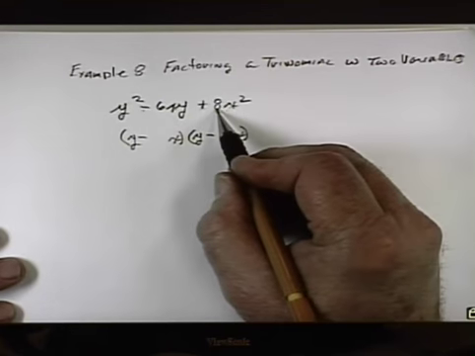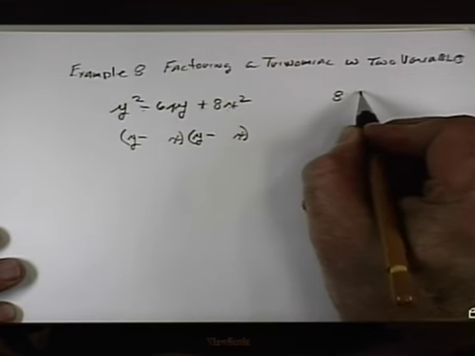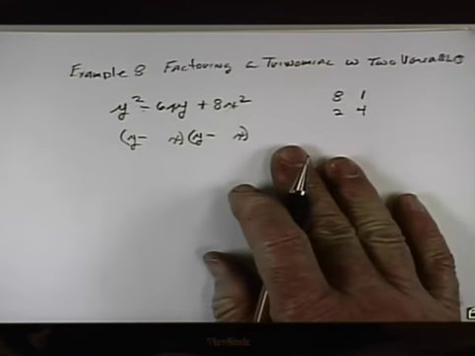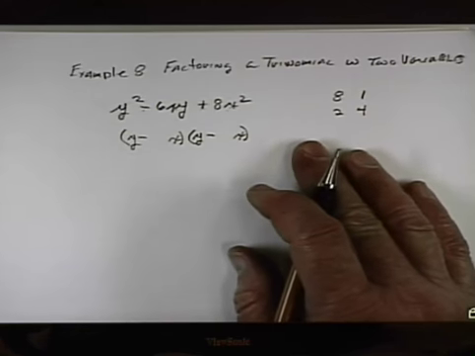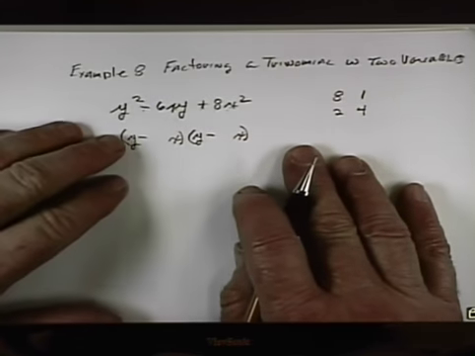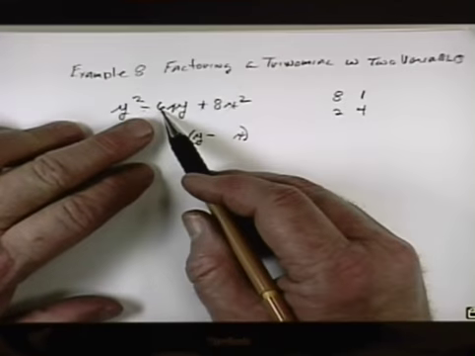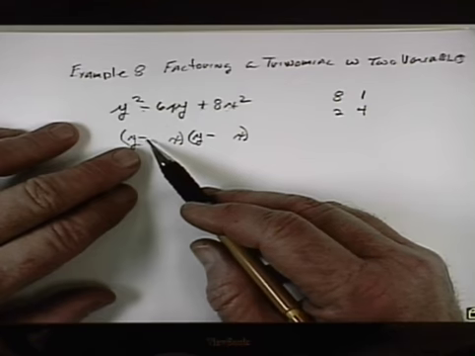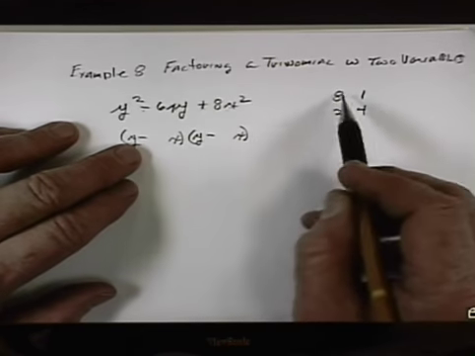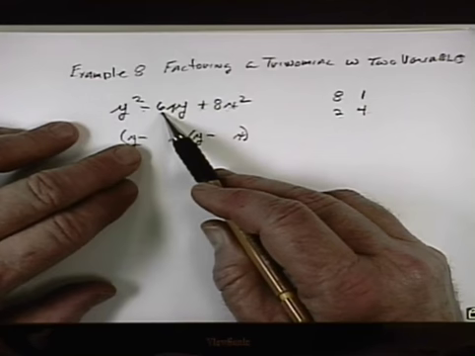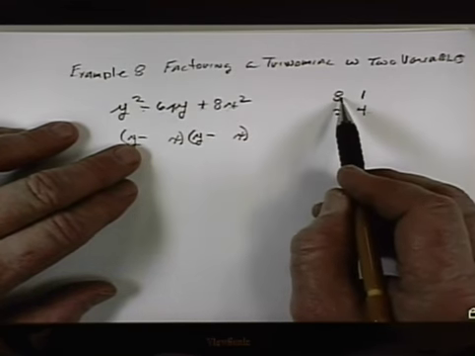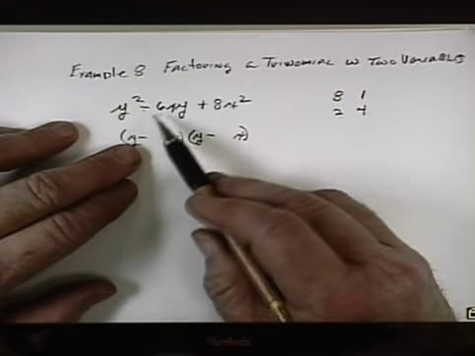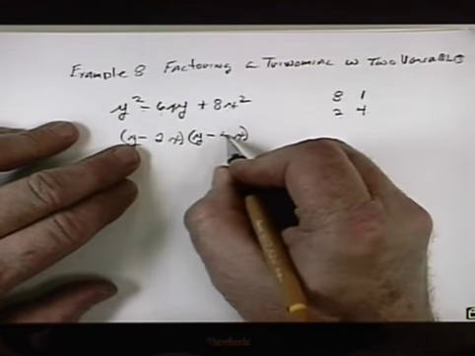Now, what are the factors of 8? 8 and 1, and 2 and 4. Those are the only two pairs of whole numbers we can multiply to get 8. So the next thing we look at is this. Because these signs are the same, we're going to add these together to get this 6. 8 and 1 is 9. That doesn't give us 6. But 2 and 4 gives us 6. So this is going to be 2 and this is going to be 4.